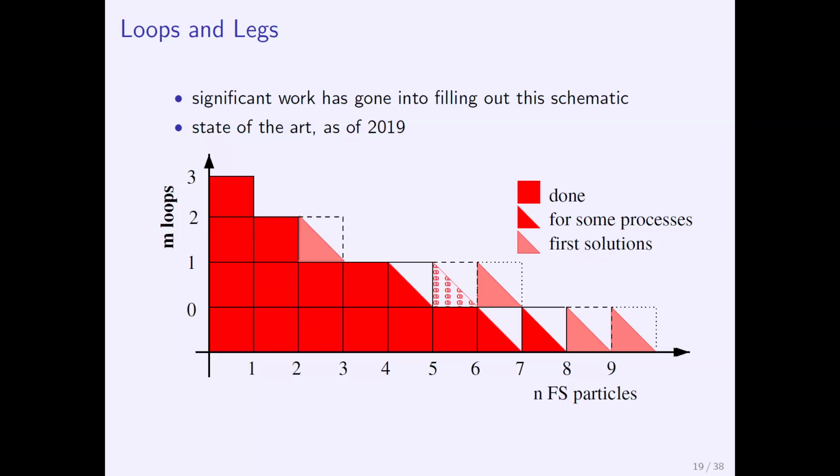This is some simple process with jets added to it as you go to the right. As you go to the right, more jets. As you go up, more loops. This is from 2019 as well, so it has changed. And I also didn't make this plot, but yes.